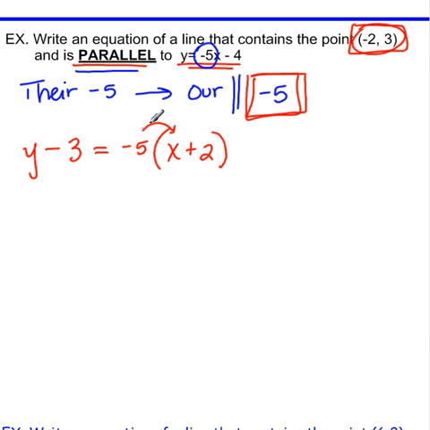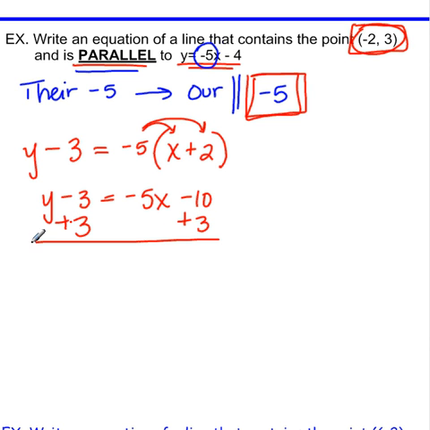So let's do the distributive property. So y minus 3 equals -5x minus 10. And I'm going to add 3 to the other side. And I get y equals -5x minus 7. Check. This is the equation of a line that is parallel to the one that was given. Parallel slopes mean the same. Let's go for perpendicular then.